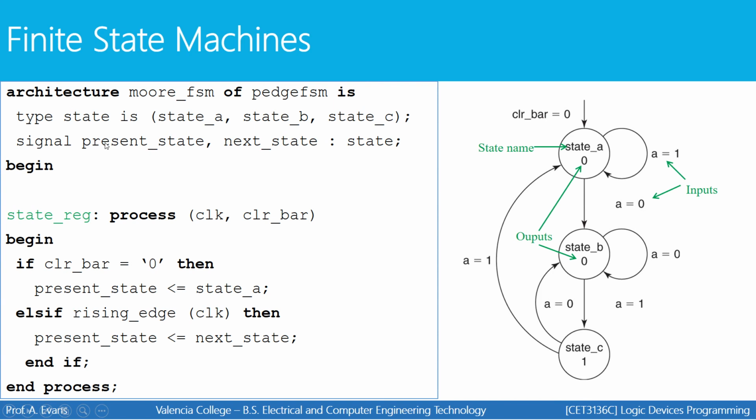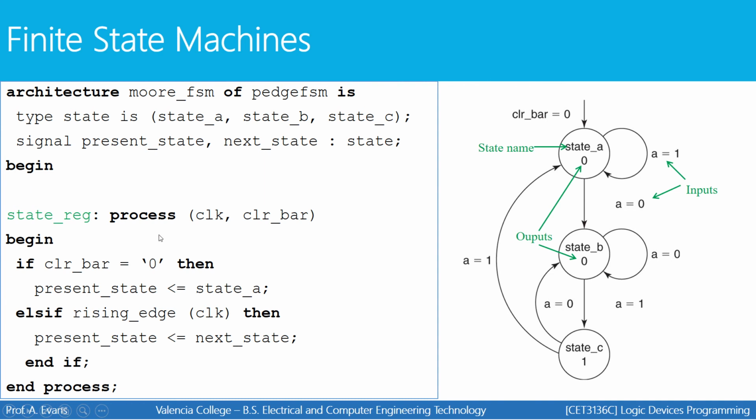Our signals, present state and next state, will be of type state. That means that present state or next state can only ever have a value of state A, state B, or state C. Those will literally be their values based on this enumerated type.